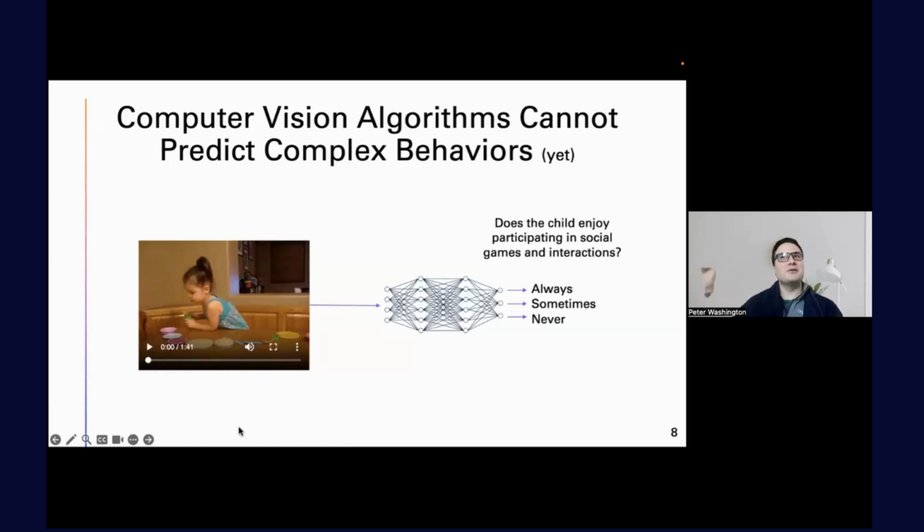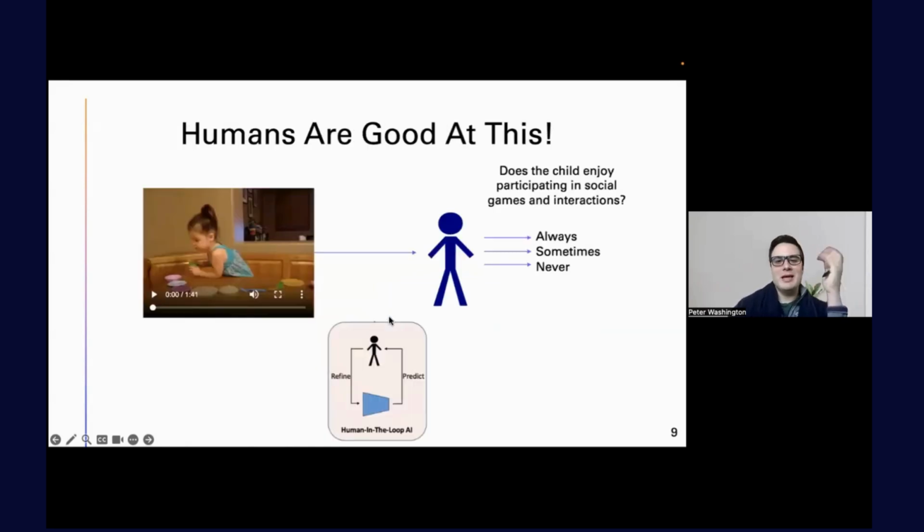But I'm pretty sure that eventually they'll be able to do it. And I have a feeling that even then, doctors will still want to have some sort of evaluation. So what I propose then is this human in the loop AI way of looking at things, where we don't just purely put in a deep learning model to do this classification, but we have a human work together with an AI model in order to arrive at a diagnosis.